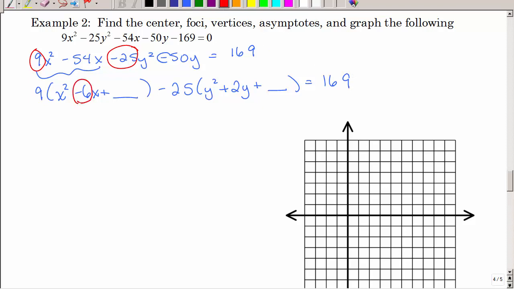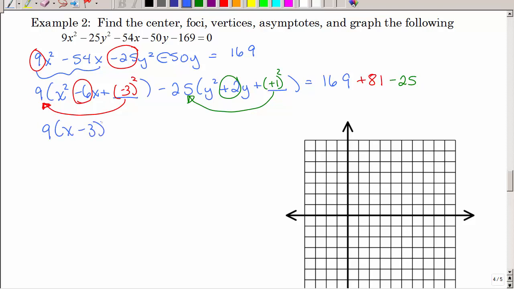Now I can take half of this, square it. Be careful, I've not just added 9, but I have to multiply by that 9 on the outside, so I've added 81. Here I'm going to take half of 2, square it, but I have to multiply because it's inside those parentheses, so I've really added a negative 25. Be careful with the signs. Now just collect like terms and you should get 225.